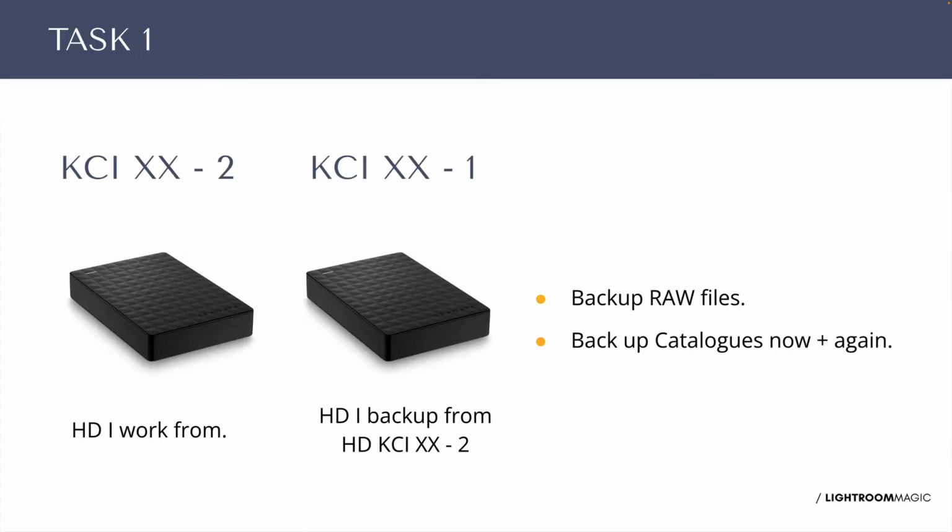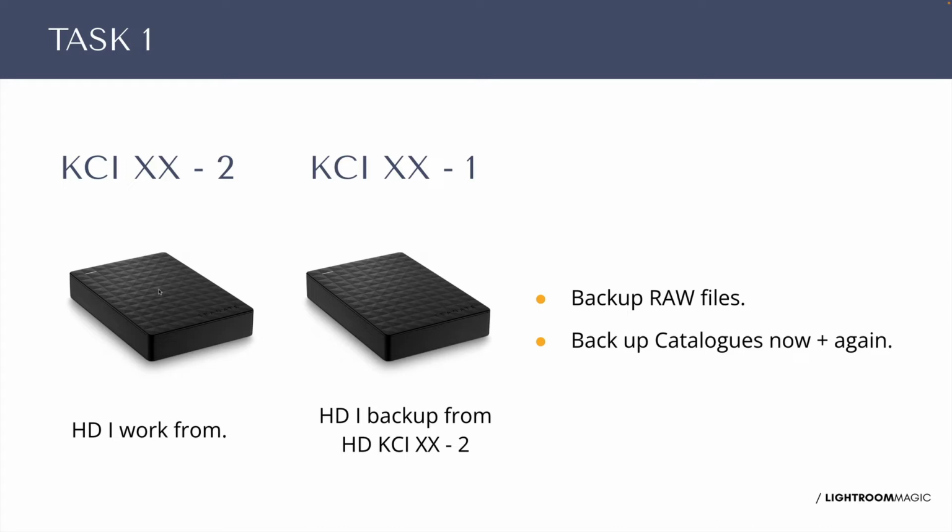So here is my main backup workflow. I have a hard drive called KCI, which is my business name, Coronet Creative Inc. And then the X's stand for the year of the hard drive, so it could be 2023, 2024, and so on. Then I have a number 2 and a number 1. The number 2 is the hard drive that I work from. Maybe it seems backwards, but in my head it works. And then the number 1 is like the pristine backup. I always back up the number 1 from everything that I'm working on in number 2.